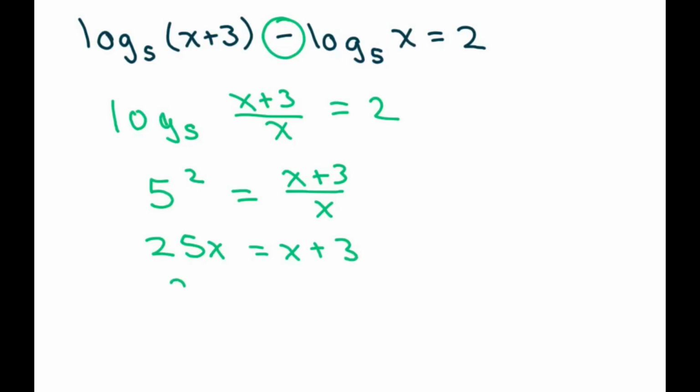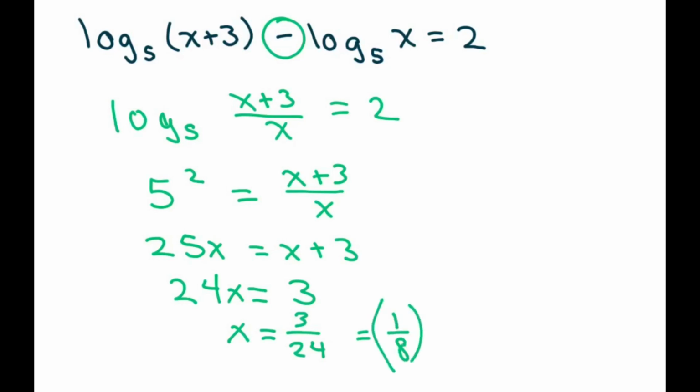Subtract x from both sides, you get 24 equals 3, 24x, sorry. So x equals 3 over 24, which equals 1/8. Now let's double check and see if that works. When I plug in 1/8 here, this is going to be positive. And of course, 1/8 is already positive. So 1/8 is our solution.